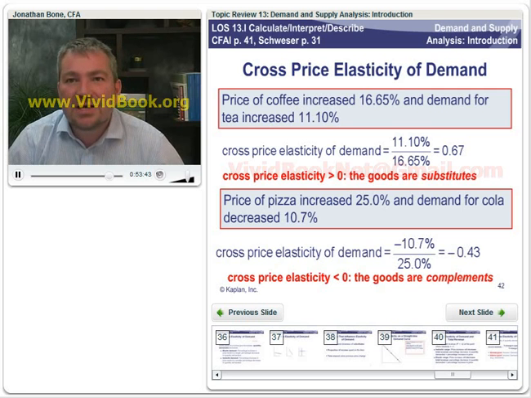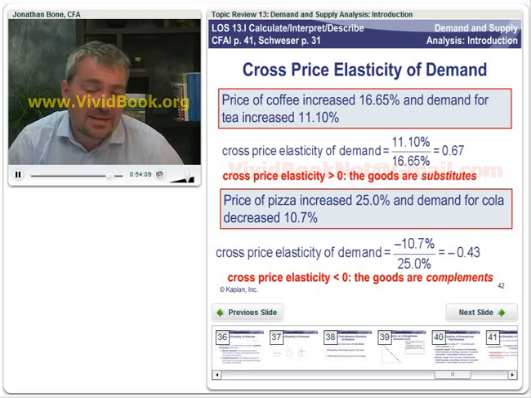Our change in price of coffee is 16.65%, and that leads to a change in demand for tea of 11.1%. So we get an elasticity of 0.6. Notice you get essentially a positive elasticity. Now, of course, if you're looking at complementary products, you'd expect your elasticity to be negative for cross-price elasticity.